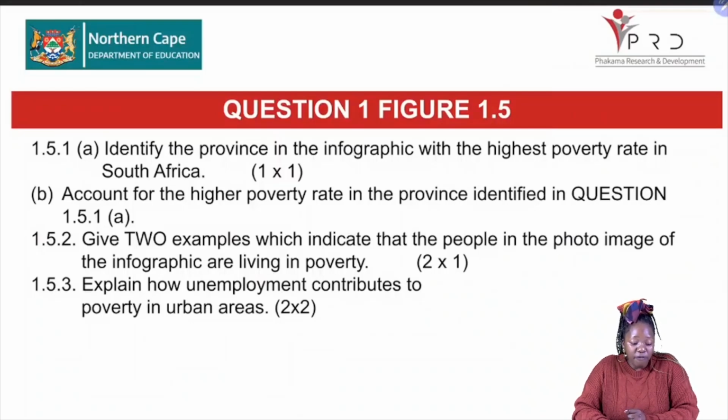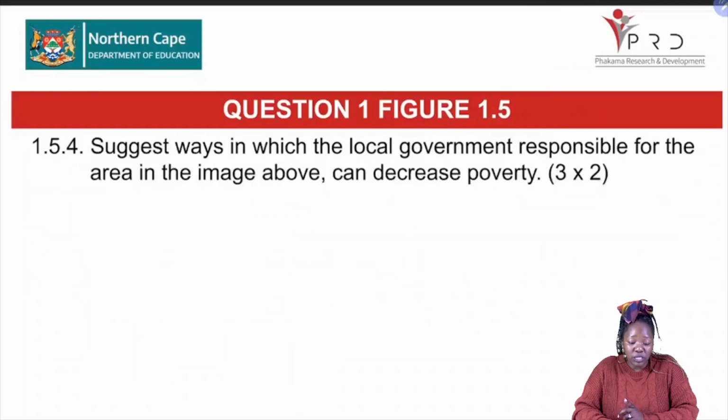Then your 1.5.2, you give two examples which indicate that the people in the photo image of the infographic are living in poverty. So now you can see your question 1 is supposed to go back to the diagram, your B, as well as your 1.5.2. Then you explain how unemployment contributes to poverty in urban areas, another 2 times 2.